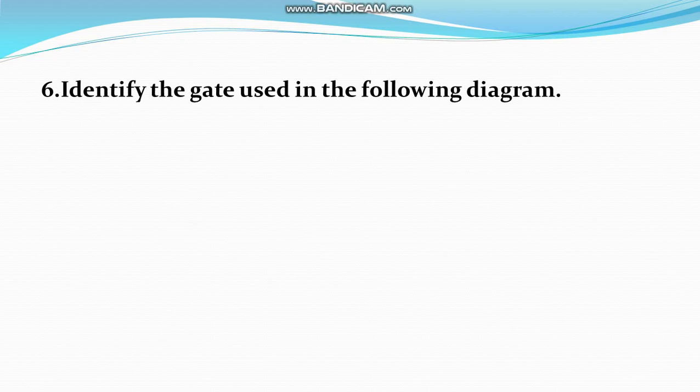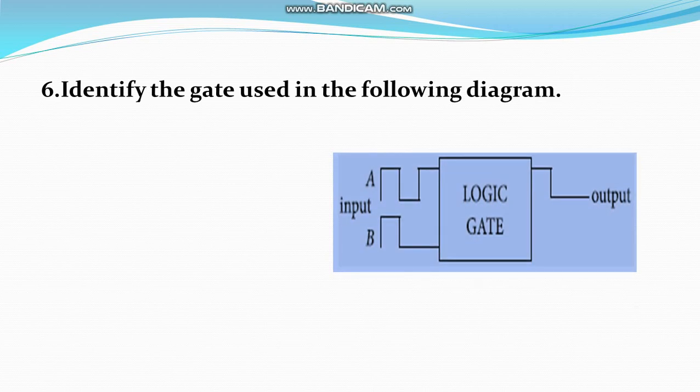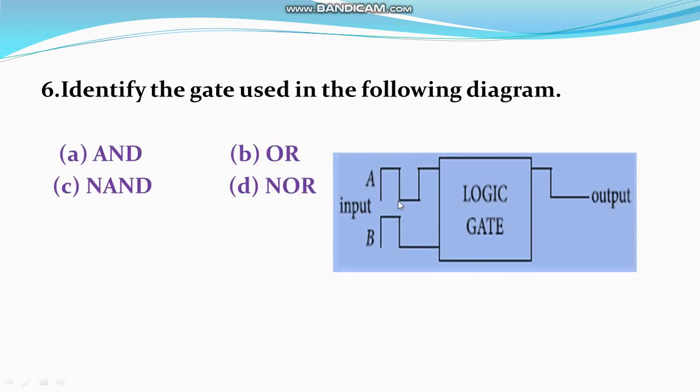Identify the gate used in the following diagram. Yes, which type of gate is it? See, A is 1 and B is also 1. When A is 1, B is 1, the output you are getting is 1. A is 0, B is 0, then output is 0. A is 1, B is 0, then output is 0. Yes, right, your answer is right. A is the correct answer.